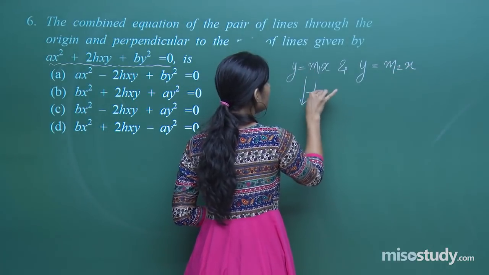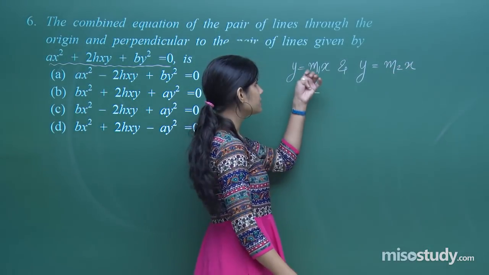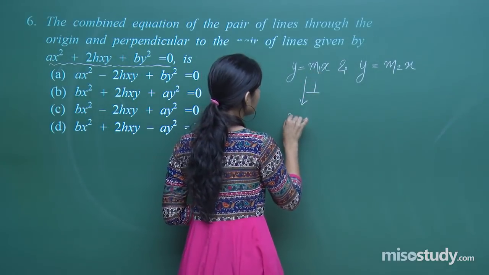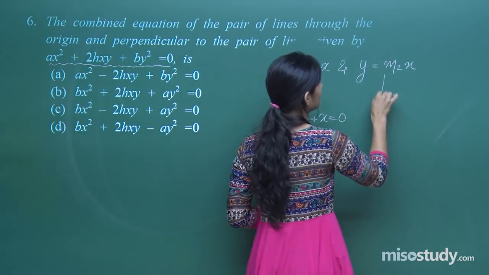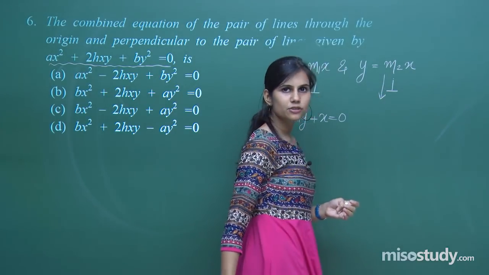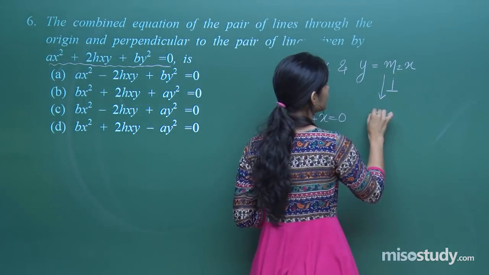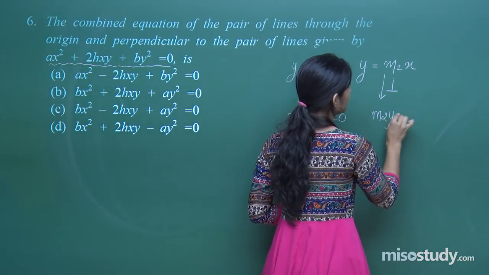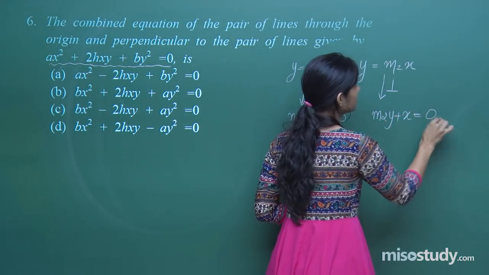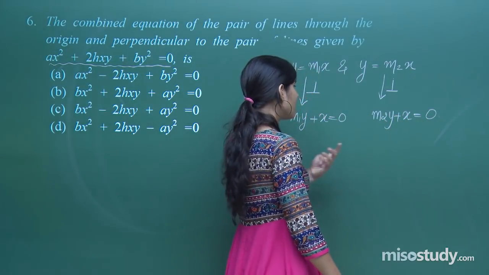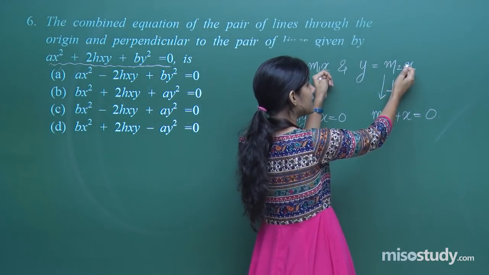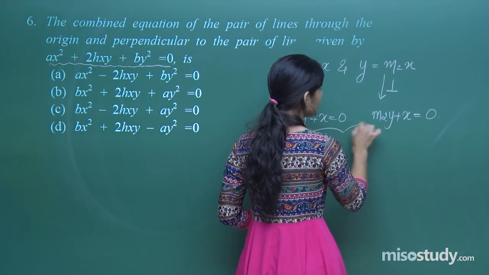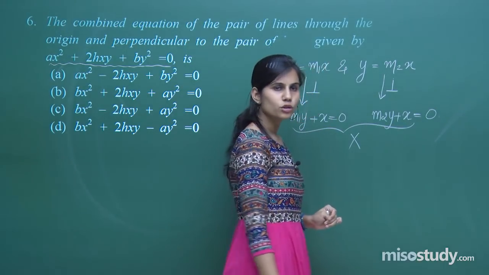Now the equation of line which is passing through the origin and is perpendicular to this line is given by m1y plus x equals 0, and line passing through the origin and perpendicular to this line is given by m2y plus x equals 0. So what is the combined equation of the lines which are perpendicular to these lines and are passing through the origin? Just take the product of both of them.